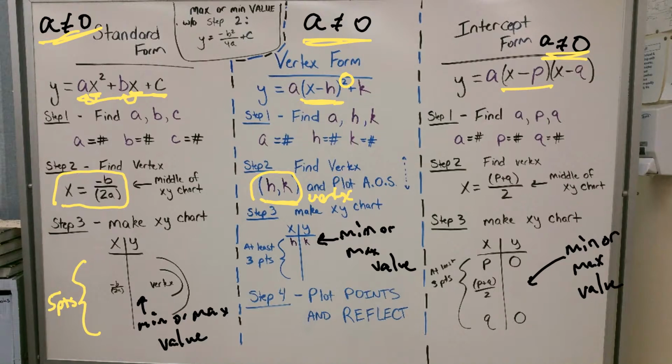Intercept form has 2 sets of parentheses. All right? A, P, and Q. A is always outside the parentheses. If you don't see anything, it's automatically 1. P and Q, they're both inside the parentheses, so you change their signs. Whatever you see, you write the opposite of.